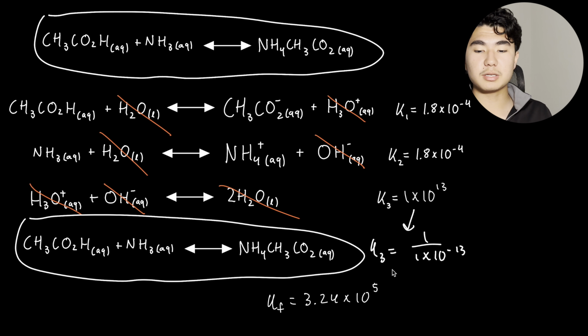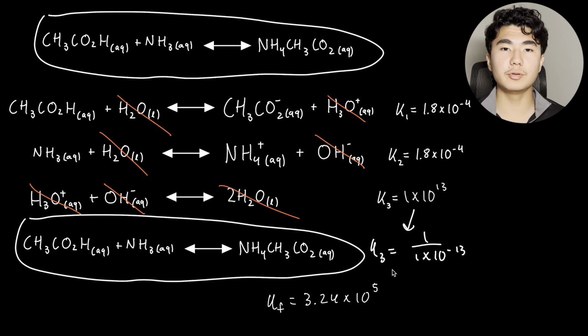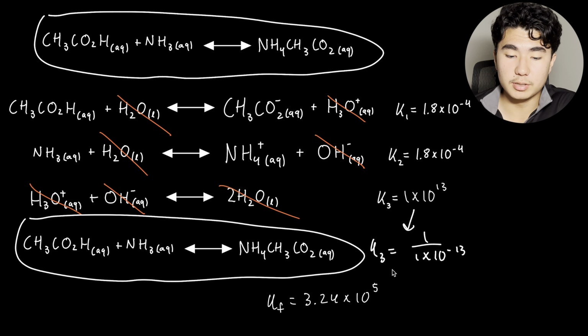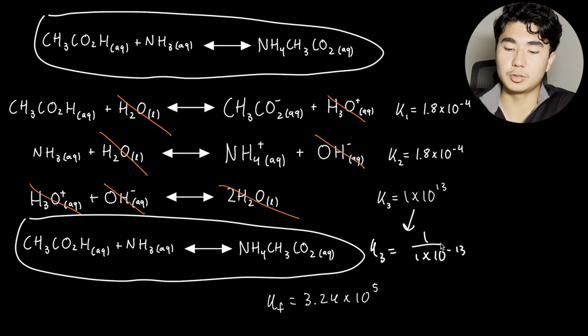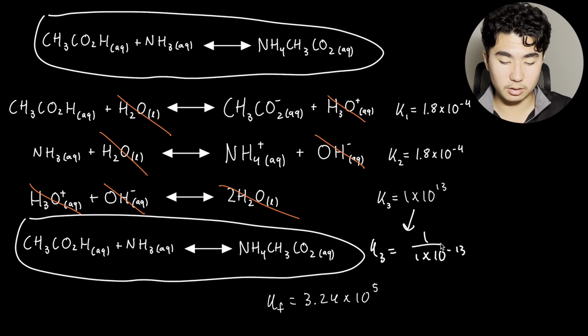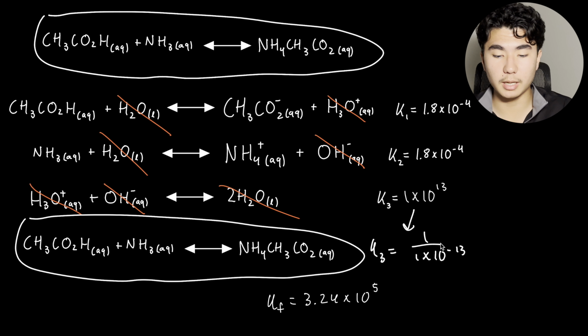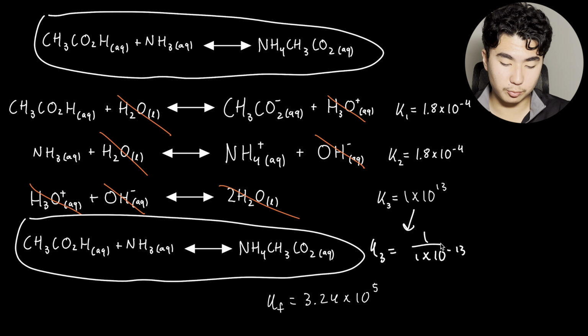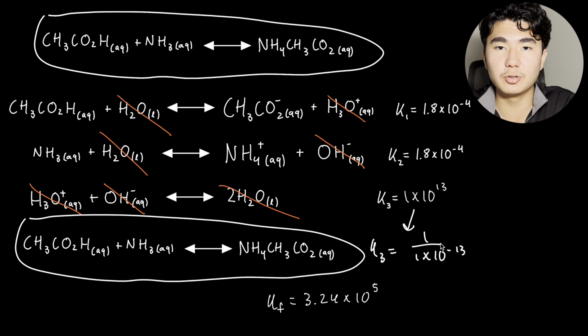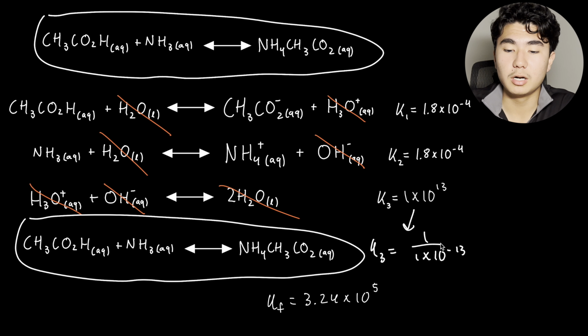So that is how you find your rate constant going through these Hess's law type questions, because I just think of them as Hess's law type questions. And all we really did was reverse this last reaction over here, so that turned into 1 over 1 times 10 to the negative 13, which goes to 1 times 10 to the 13. When we multiply all of those, and I'm just going to double check my math, yeah, we get 3.24 times 10 to the 5, and that is our answer for the final equilibrium constant that we have.